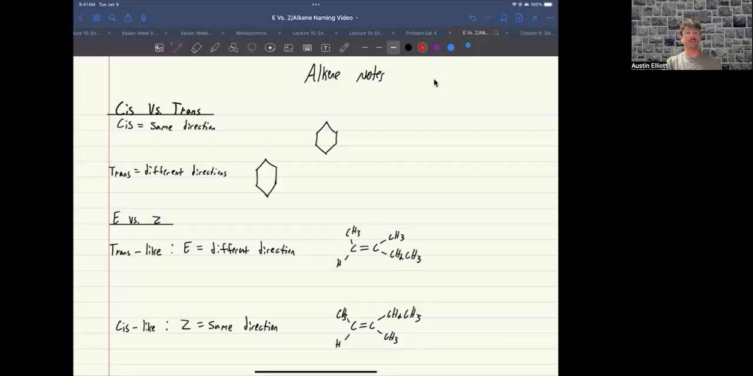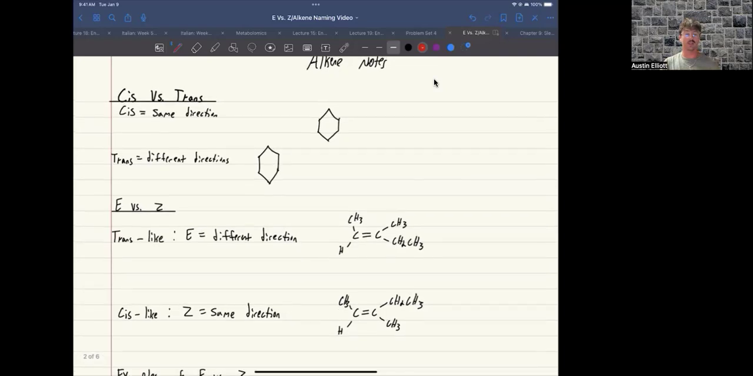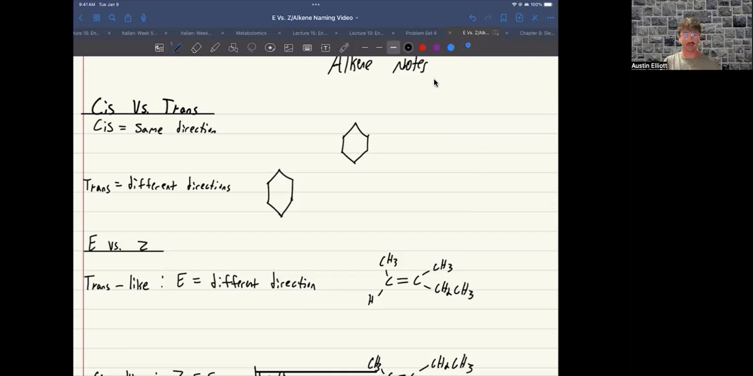Hey everyone, today we're going to be talking about alkenes, and we're going to be looking at cis and trans, E and Z, and then doing some alkene naming and practice. So to start off, we're going to look at cis versus trans. When you're looking at cis versus trans, cis just means directions in the same group, and trans means different directions.